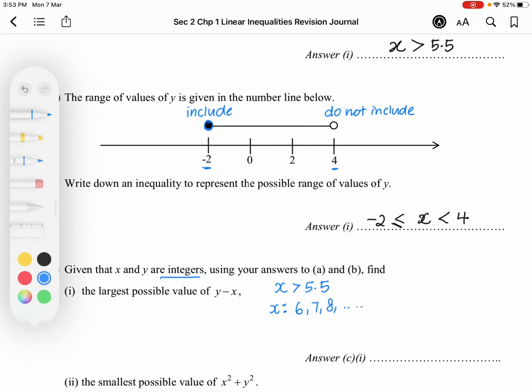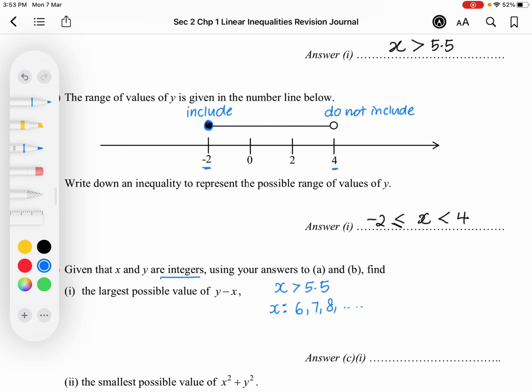What about the value for y? Oh, wrongly, this one's supposed to be y. Oh, sorry. Yeah, this is y. I never read the question. I'm so sorry. Okay, so this one is y. So now my y is the range between -2, can include -2, to 4.